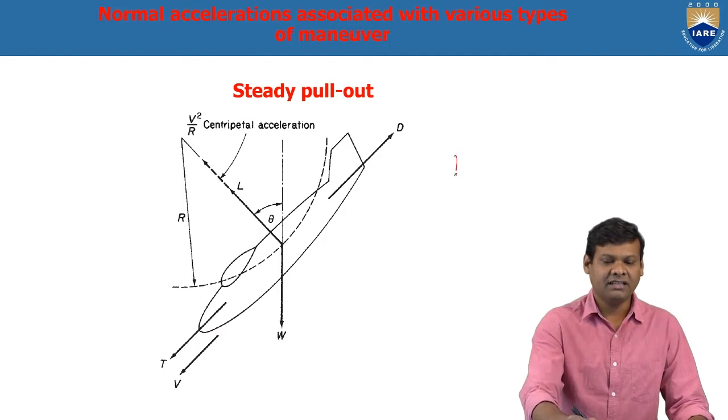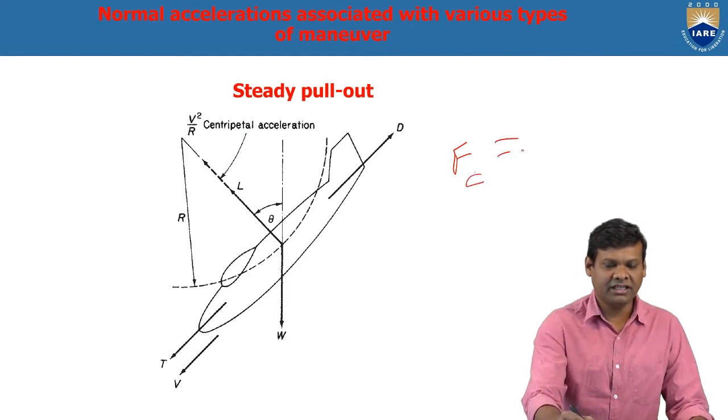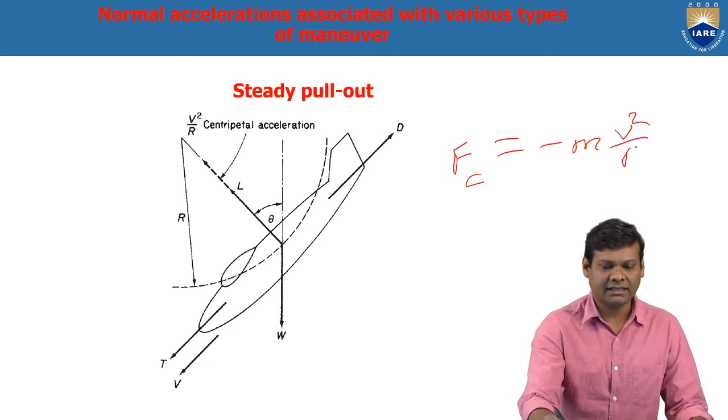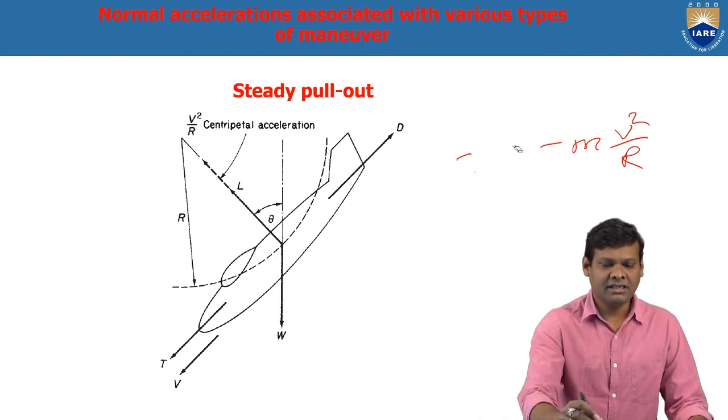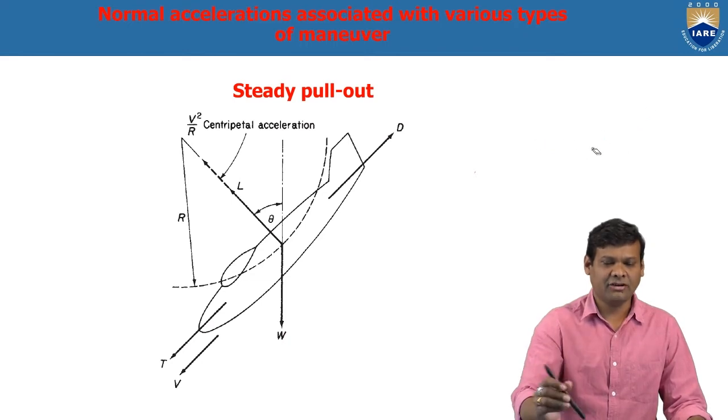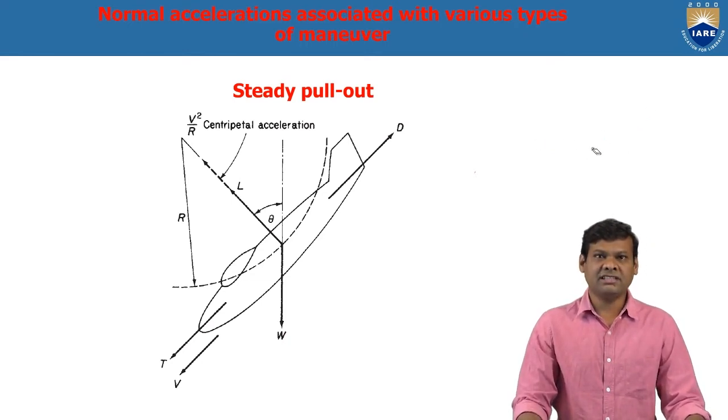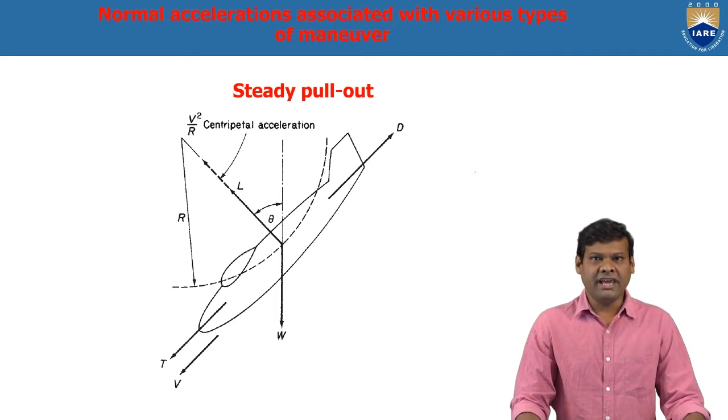What we can write is that the centripetal force, let us denote it by Fc, can be written as minus m into V square by R. This is the centripetal force acting on an airplane when it is in a steady pull-out condition. Here we have identified the forces acting on an airplane. Now let us resolve these forces along the direction of lift and the drag.